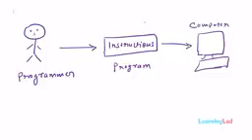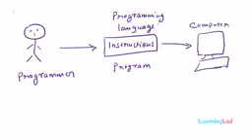Now, we know that we need to give instructions to the computer so that it can work on them. The question is, in which language can we give the instructions to the computer? Since the computer is a machine, how can we communicate with it? The language in which a program is written is called the programming language. There are several types of programming languages, and we're going to see the details about them.